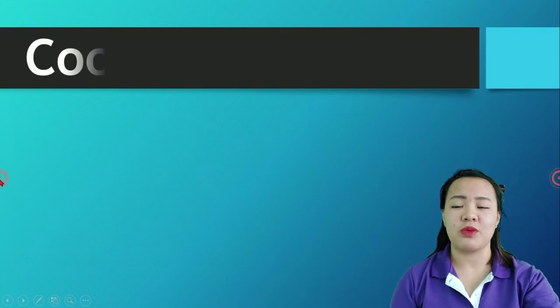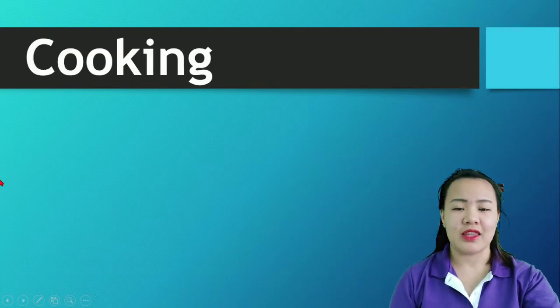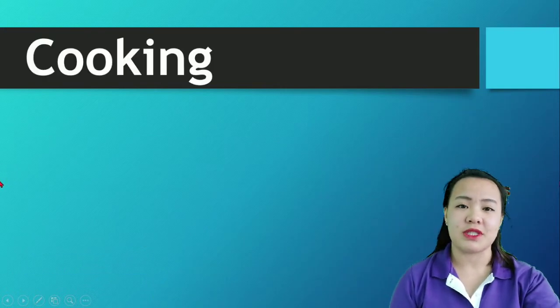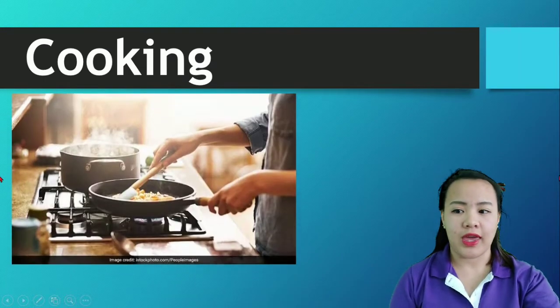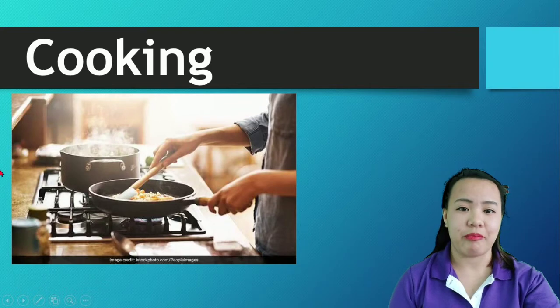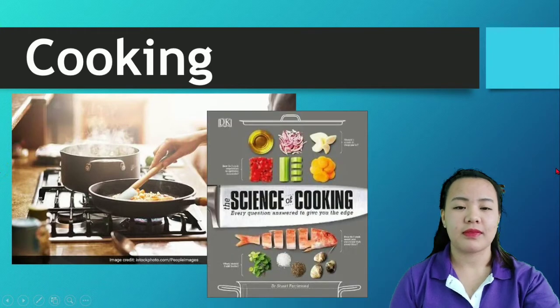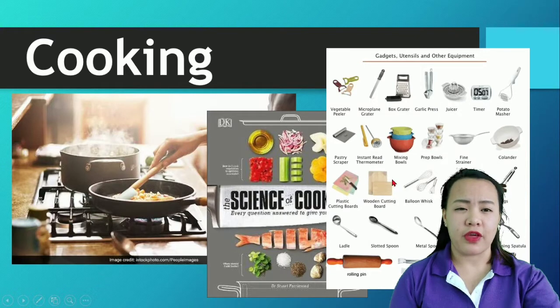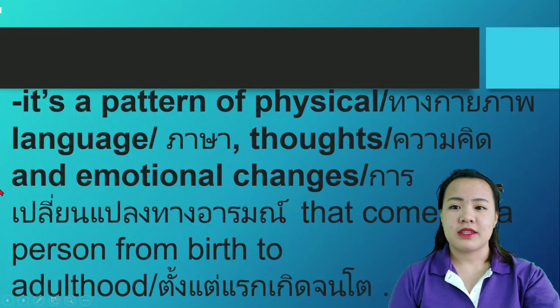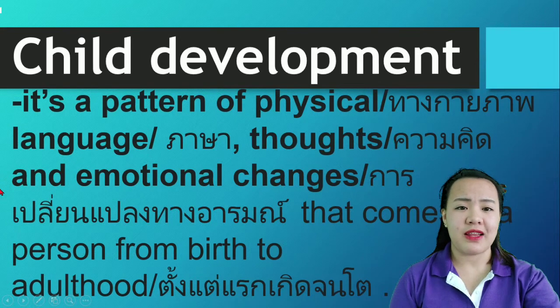Okay, next one will be cooking. These are the basic subjects or topics in home economics, cooking. These are some examples. The same as baking, we can learn the things, equipment, and tools we use in the kitchen. So the next one will be child development.